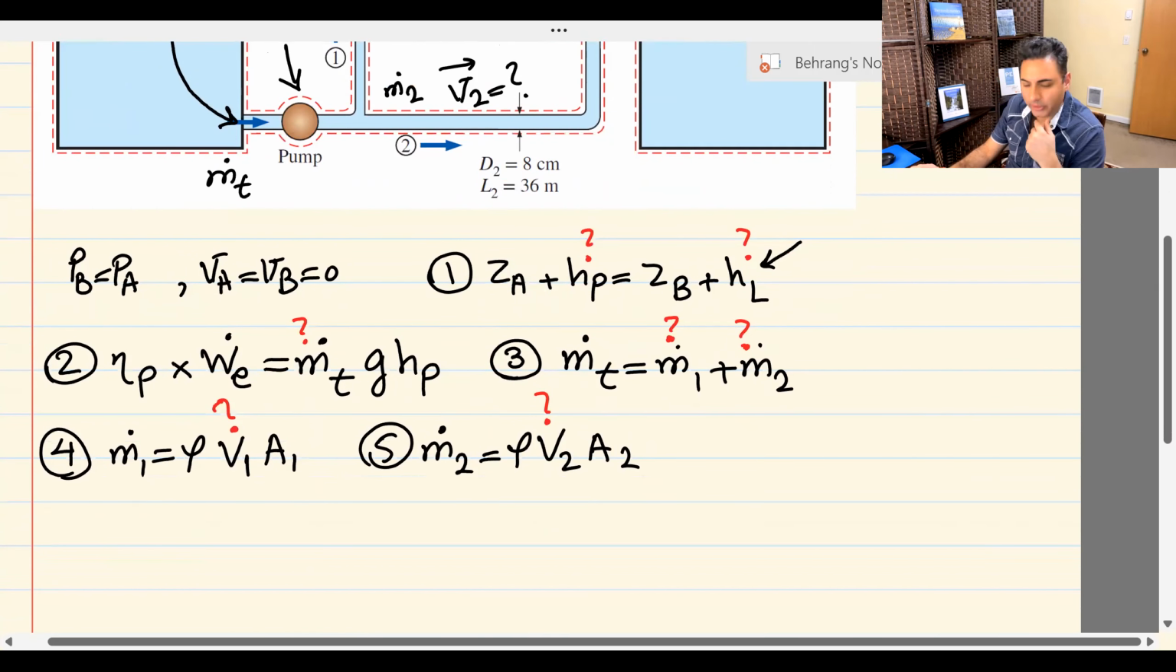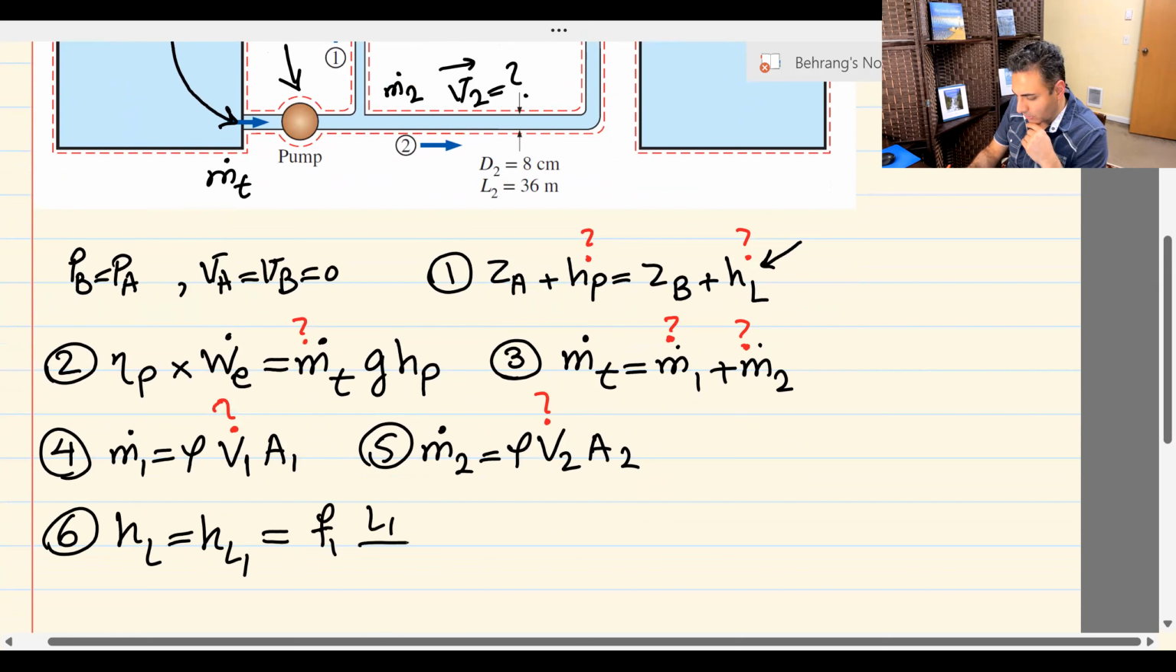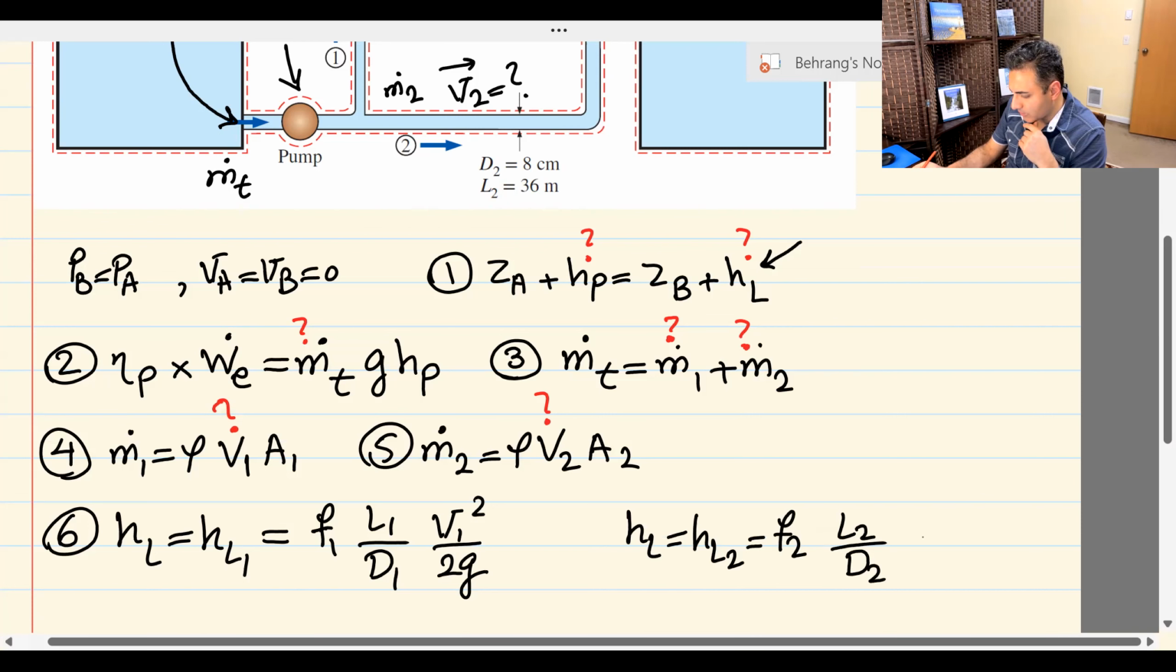So that can give me two more equations. These two equations would be these guys. Head loss is the same head loss as head loss 1, basically. You can't write it like this in your EES code, but we'll fix that. So head loss is head loss 1, which is F1 that I don't know again, times L1, which I know, over D1, which I know, times V1, that I was looking for that just showed up, squared over 2G. And same logic, head loss equals also head loss 2, which equals F2 times L2 over D2, V2 squared over 2G.